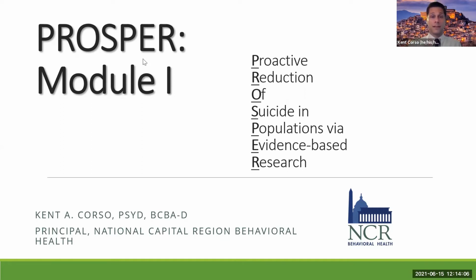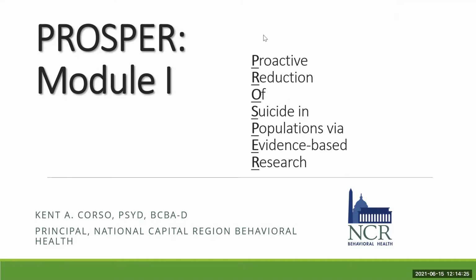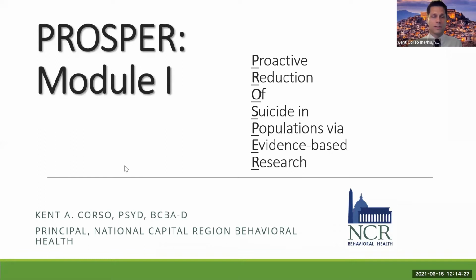What this stuff is called is PROSPER. It's a proactive reduction of suicide in populations via evidence-based research. So what that means is I've taken all of the evidence-based literature in contemporary suicidology, which really means the last 50 years of suicide research, and integrated it so that you can benefit from it without having to go to those research journals and actually read those articles and studies.